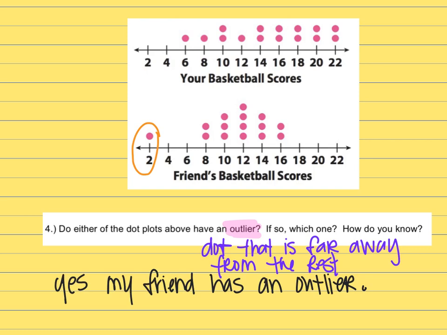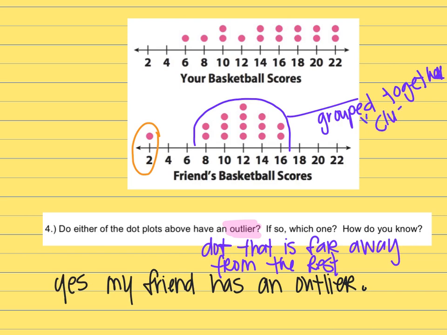Now, another thing that you might want to know: this group is called a cluster. Just if you needed to know. These are grouped together, and that means there's a cluster. Just for kids in my class for the future.